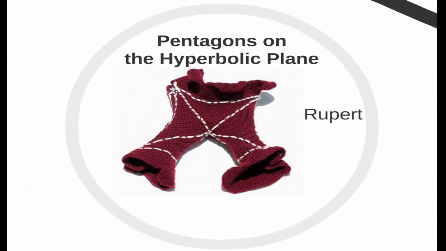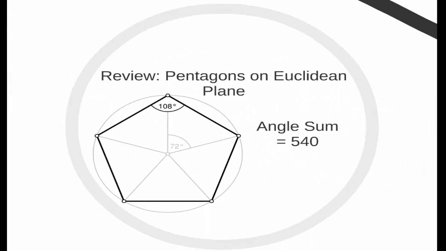So this is Rupert, and I'm going to be working on the hyperbolic plane doing pentagons. I picked the hyperbolic pair of pants for my picture here because I thought it kind of looked like some 70s bell bottoms or something. First thing we're going to look at is a review on pentagons on the Euclidean plane. We have an interior angle of 108 degrees for this regular pentagon I have pictured here, so its angle sum is 540 degrees.